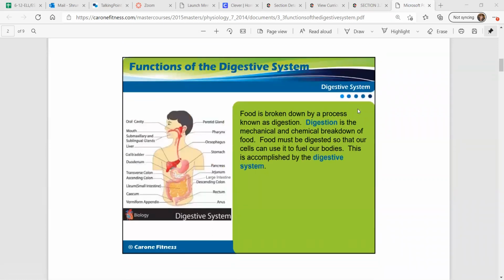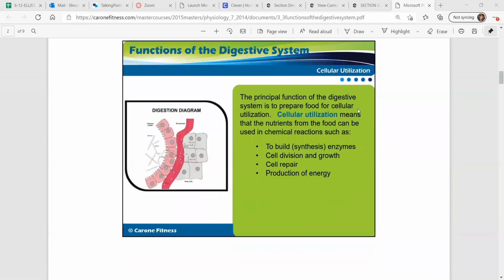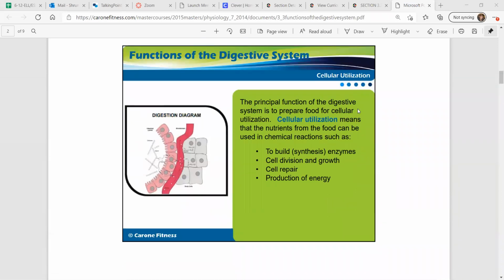Food is broken down by a process known as digestion. Digestion is both the mechanical and chemical breakdown of food. Food must be digested so that our cells can use it to fuel our bodies. And that's accomplished by the digestive system. The main function of the digestive system is to prepare the food for cellular utilization.